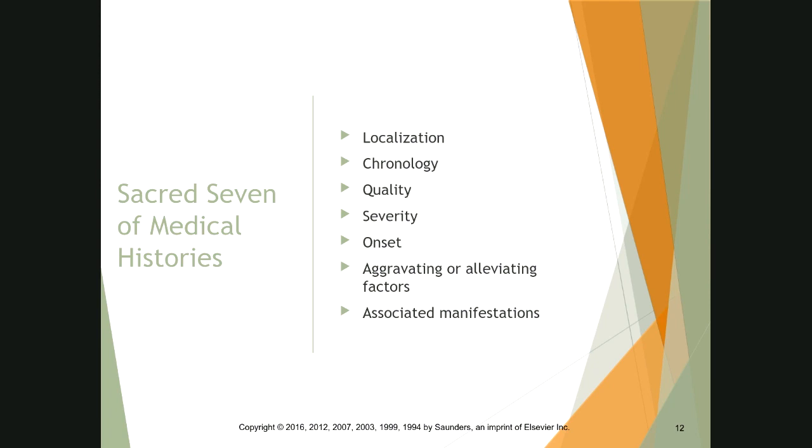Severity is the intensity or the quantity or the extent of the problem. Like how severe is it? How severe is that burn? How severe is that rash? Is it just in that one area or does it go down your entire leg? The onset describes what the patient was doing at the time the incident or illness occurred.